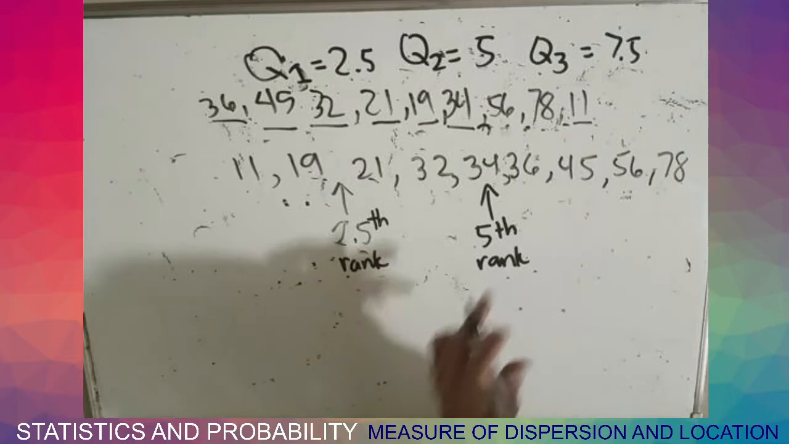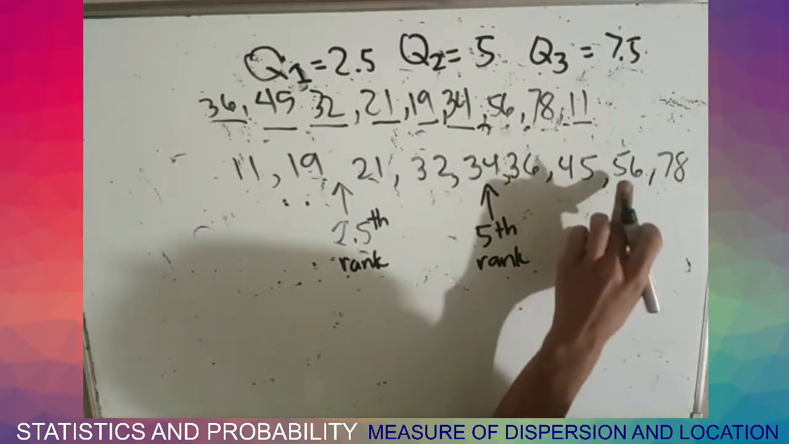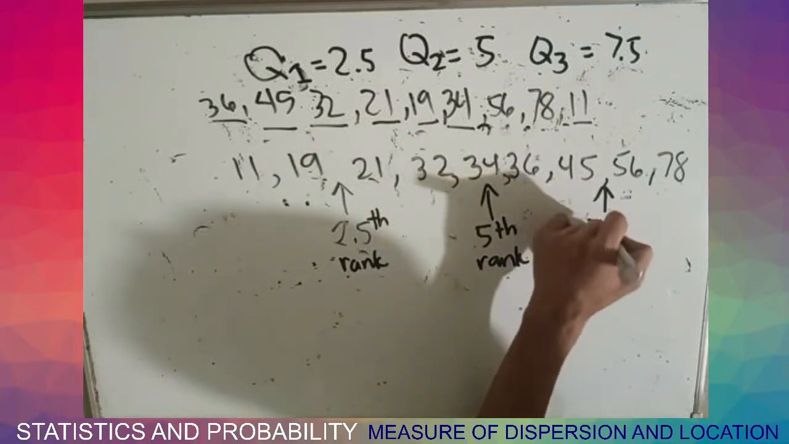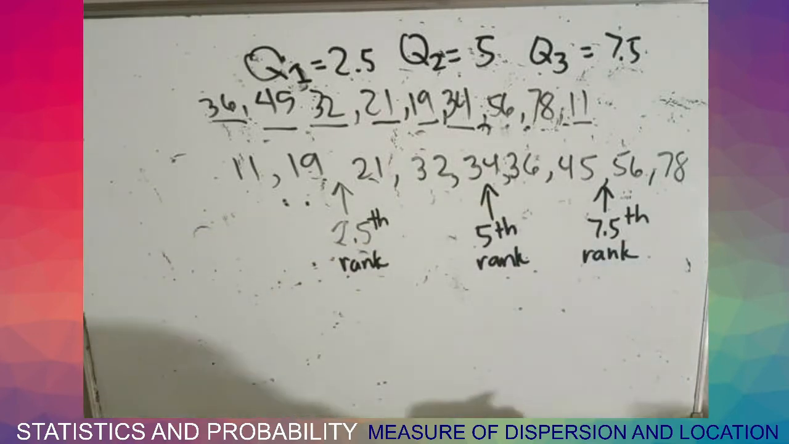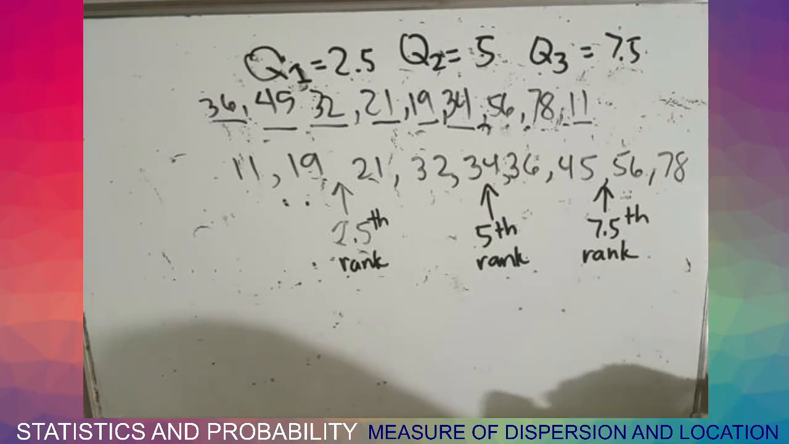Next, 7.5. So, 7 to 8, 7.5. Ibig sabihin, magkasunod na ang kukunin natin. So, sa gitna siya ni 45 and 56. Yun yung magiging cut-off points natin. Pagkatapos nun, pwede natin isolve si quartile.